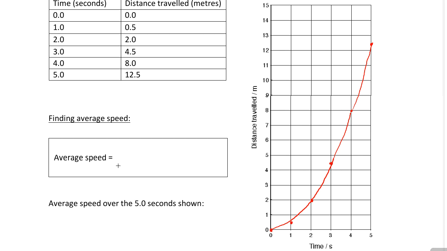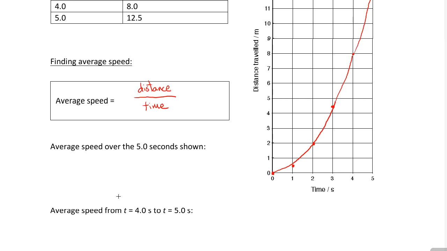And then I can ask, what's the average speed? So the average speed is just given by the distance that he's traveled divided by the time that he's taken to do that. So for example, if I ask what's his average speed over the whole 5 seconds, then I'm just going to take the total distance, which is 12.5 meters, and I'm going to divide that by 5.0 seconds, and this is going to be average speed, and I get 2.5 meters per second.